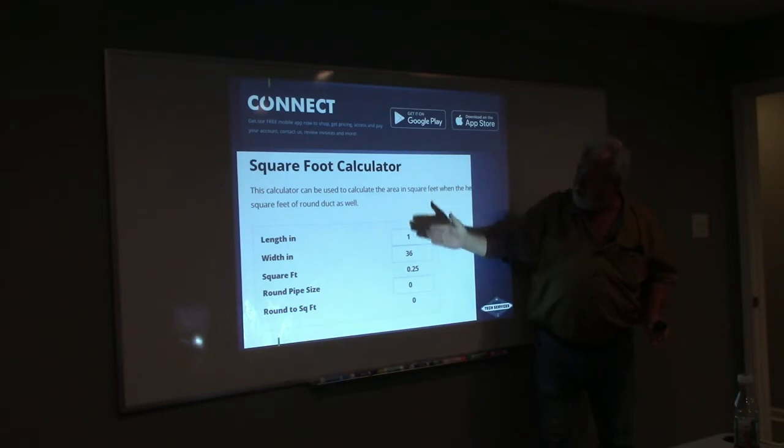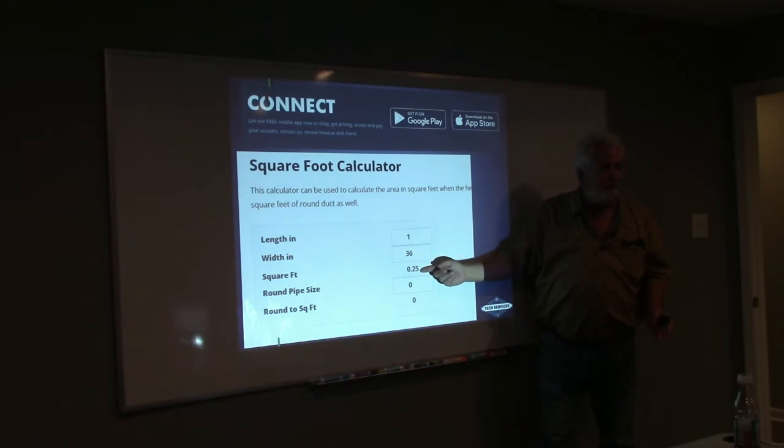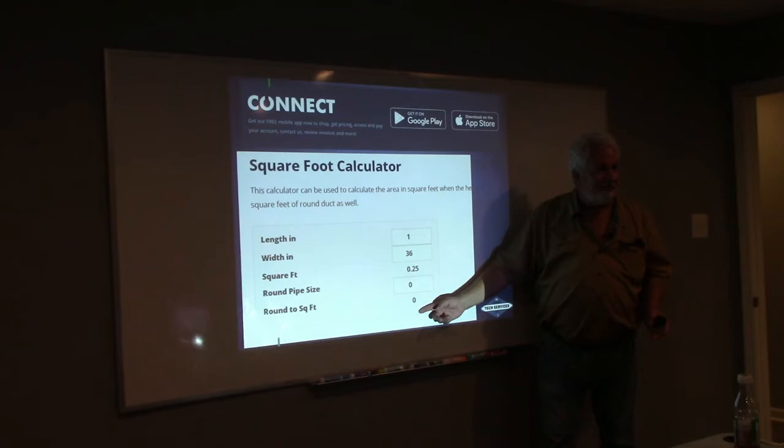So the square foot calculator, if I put in the length and the width, it will give me the square foot equivalent. Is that good? You don't even have to break out the calculator, is that right? Everything's good in your world. If you put in a round duct size, it'll give you the square foot available as well. Is that good stuff? Good.